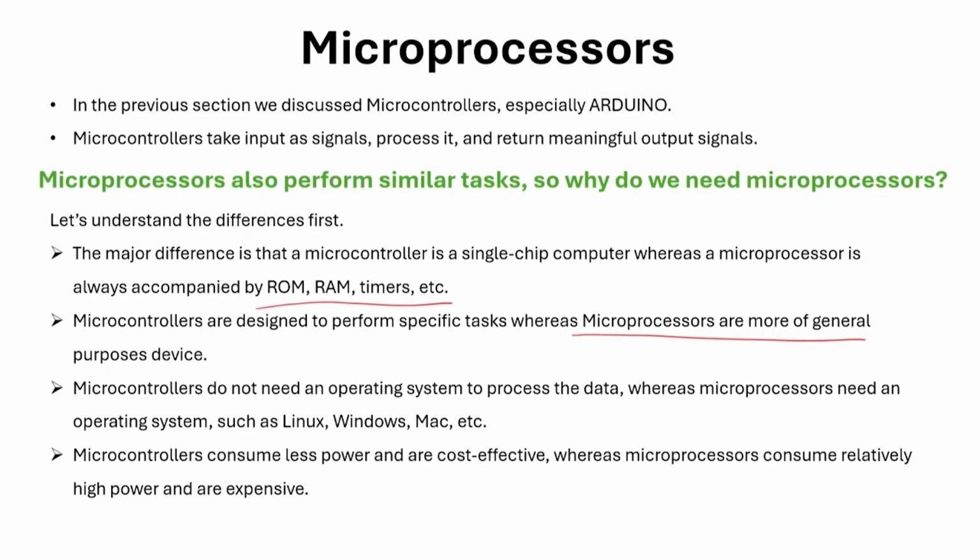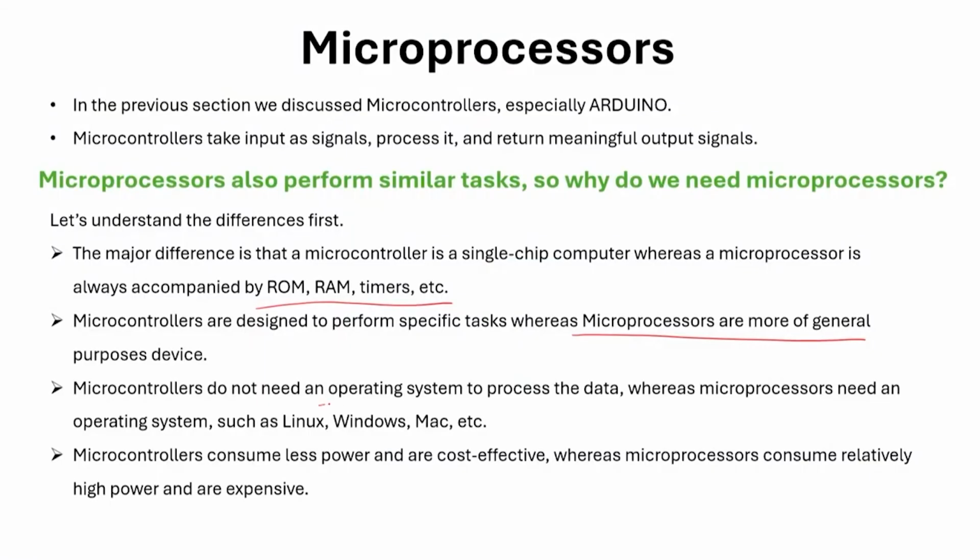Okay. I can give you an analogy, like we have peripheral nervous system and central nervous system. Peripheral nervous systems are somewhat like microcontrollers, which are specific to a task. On the other hand, our brain, which can do all sorts of things, is more like a microprocessor system. So, microcontrollers do not need an operating system to process the data, but microprocessors do need one, and Linux, Windows, Mac, any one of them we can use. Microcontrollers naturally consume less power and are cost effective, whereas microprocessors are more expensive.